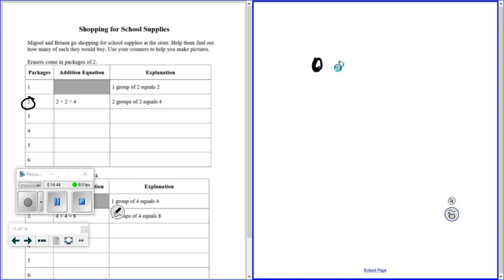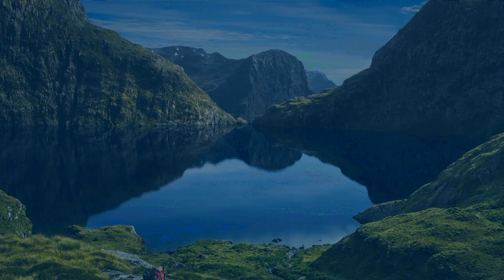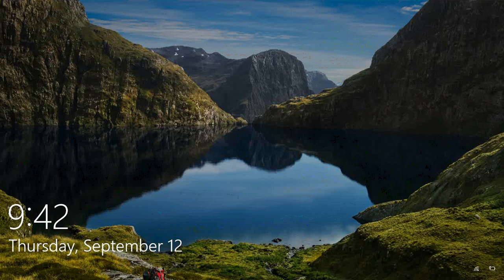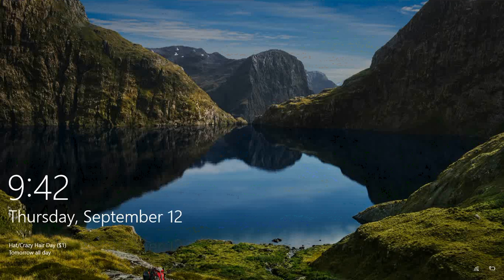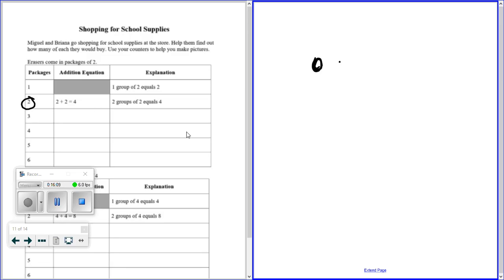Alright. So let's try number 3. If they buy 3 packages of erasers, what is that going to look like with your counters? Show me 3 packages of 2 erasers. What is that going to look like? I should see, here's 2 erasers, here's 2 more erasers, here's 2 more erasers.